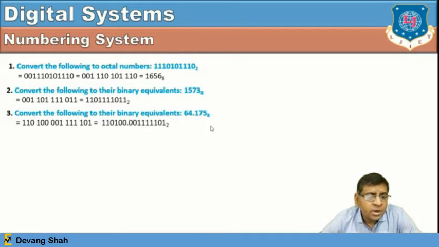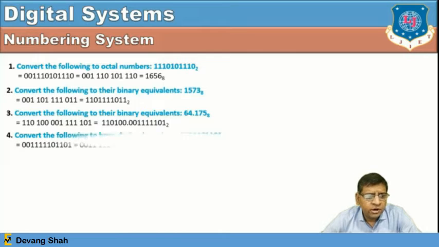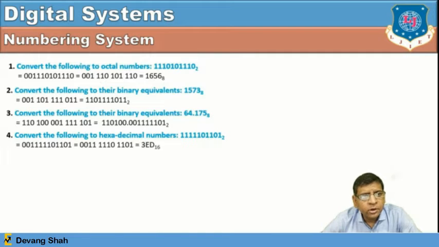Right, now this particular octal number 64.175 you have to convert into binary. The rule is the same. Make the group of 3 bits and you can convert vice versa. Right, again for example number 4, this particular binary number you have to convert into a hexadecimal number.